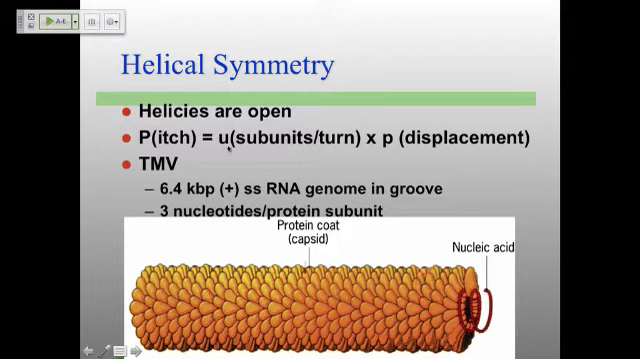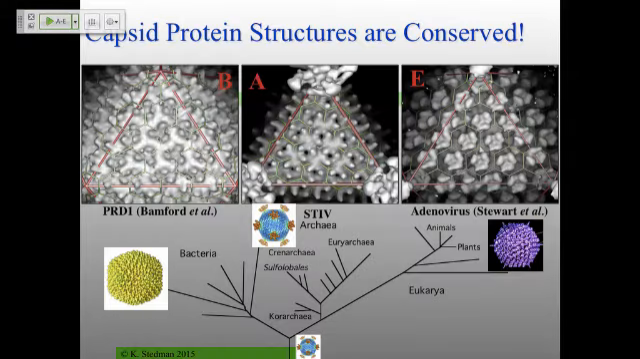All that it is is the number of subunits that you have per full turn, how long it takes to get around, times the distance that you go between each of these turns. So if I give you, for instance, the number of subunits per turn times the displacement, you could give me the pitch. And then if you know how many nucleotides each of these subunits binds to, you could also tell me how big the actual virus genome was for one of these helical structures. And that's in fact how you can get some really nice numbers of either how big the genome is or how many of these capsid proteins you have that associate with it. So, icosahedrally symmetric and helically symmetric virions.